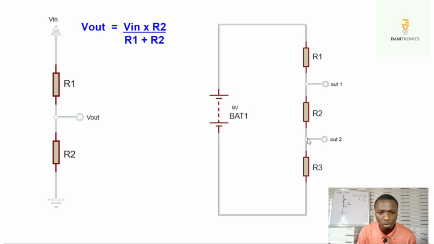If we want to do the same for output 2, we are going to take our R1 as the sum of R1 and R2. So the sum of R1 and R2 will serve as our R1 in the formula, and R3 will serve as our R2. With this approach, you can get the division across several resistors connected in series. This will be a very important concept that we use in our next design. So I believe you understand what voltage division is now.